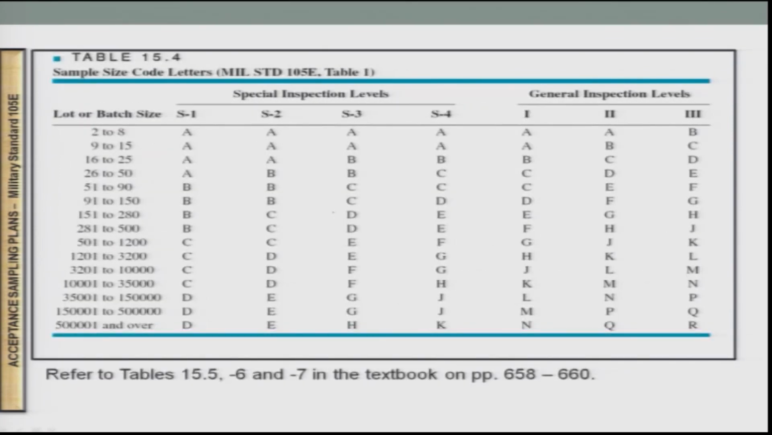So, to continue with the tables, I will just discuss the tables, they are already decided. So, I will only highlight what are the measurements which are being made. So, the sample size code letters are given. So, the lot sizes which are given in the leftmost column start from 2 to 8 and go till 5 lakh 1 and over, and then you have the special levels which are given by levels S1 to S4, and general inspection levels are given from 1 to 3. So, you will basically choose the combinations and make the decisions accordingly.